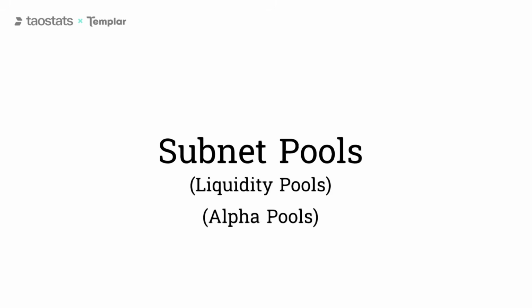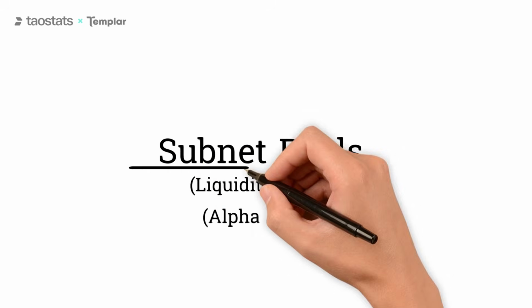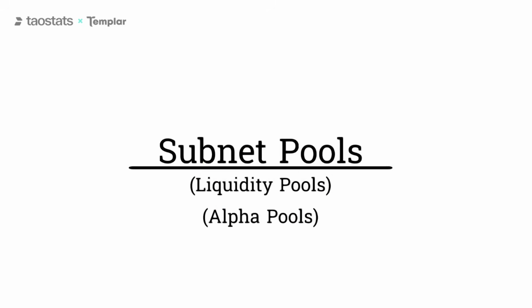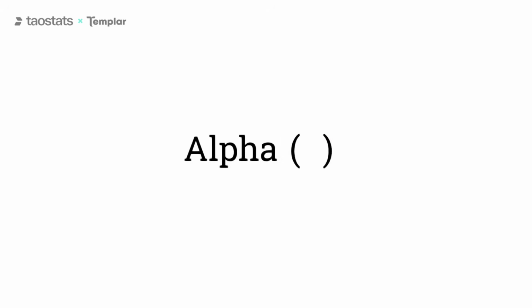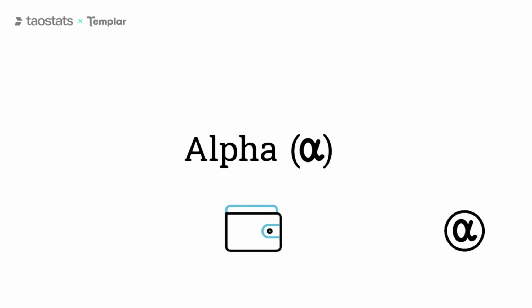What are subnet pools and how do they work in Bittensor? For clarity, liquidity pools, alpha pools, and subnet pools all refer to the same thing. We're just going to use the term subnet pools. Before we start, recall that alpha is essentially a staked token in a subnet, similar to shares that pay dividends.